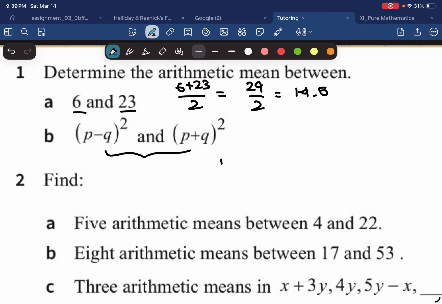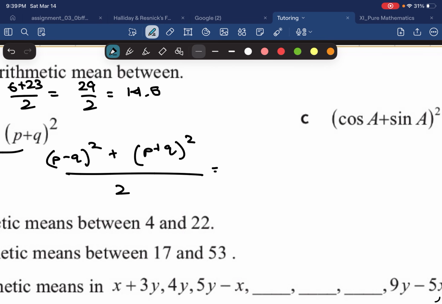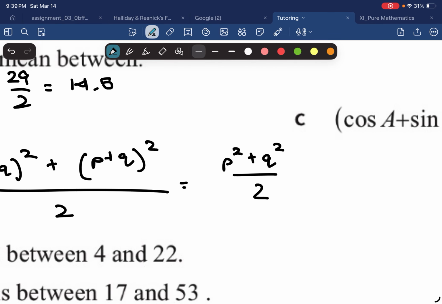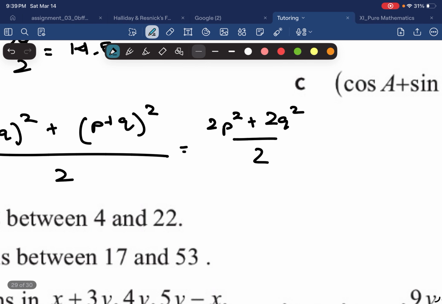All right. And B is this expression. So you want to do the same thing. It's (P minus Q) squared plus (P plus Q) squared, divided by 2. If you expand this out using the binomial expansion, you get 2P squared plus 2Q squared divided by 2. So this simplifies to P squared plus Q squared.